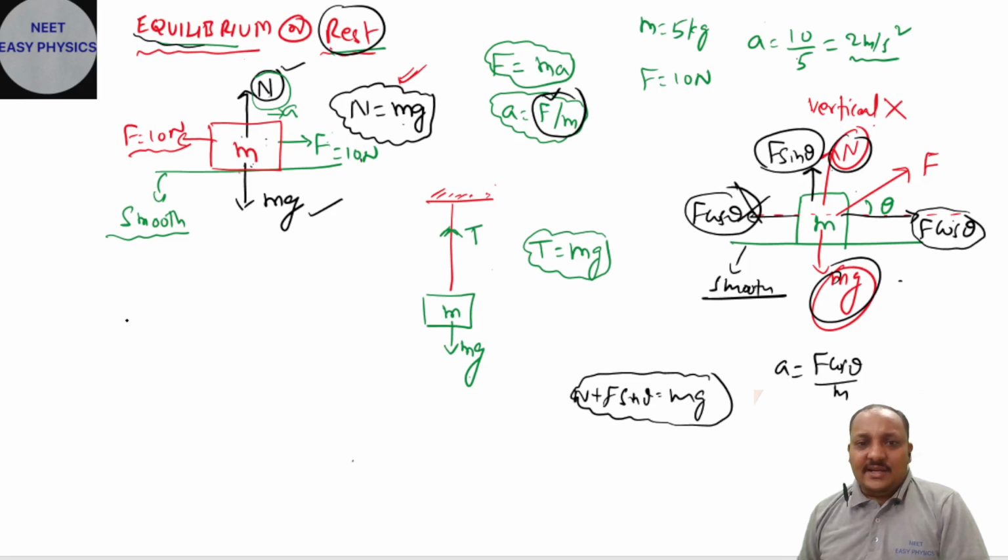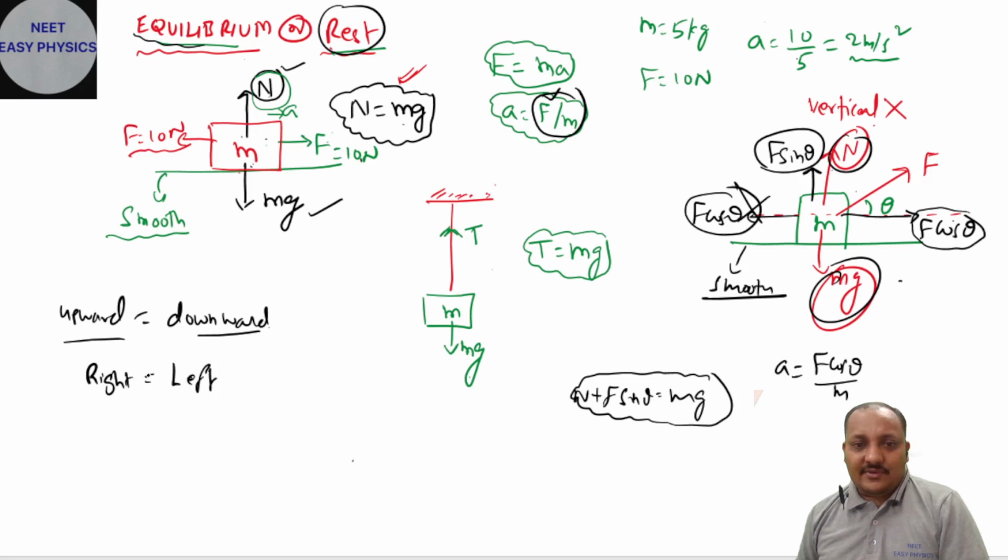So, blindly you can remember that at equilibrium position, upward forces are equal to downward forces. Like that, rightward forces are equal to leftward forces. So on the left side and right side, whatever forces are acting, you have to equate them. Then you will get the equilibrium position.